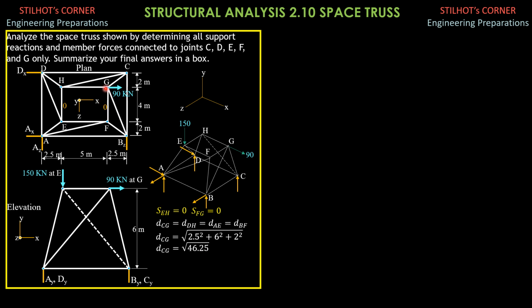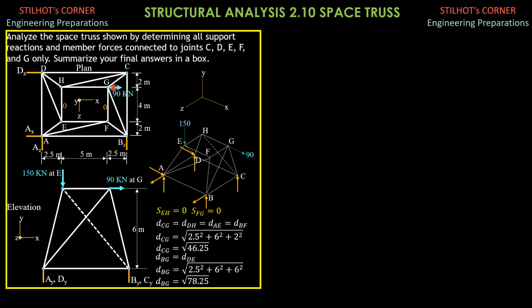Then distance BG is equal to distance DE. It is square root of 2.5 squared plus 6 squared plus 6 squared. So along X 2.5, along Y 6, and along Z also 6. So square root of 2.5 squared plus 6 squared plus 6 squared, and that is equal to square root of 78.25 meters.